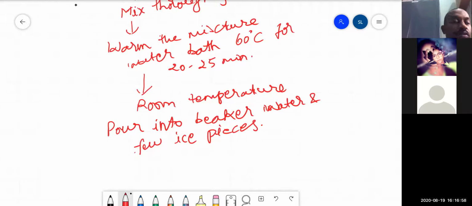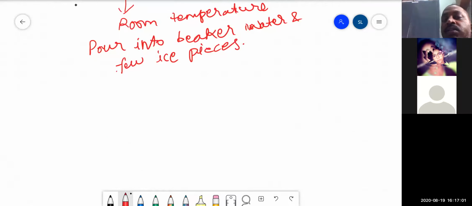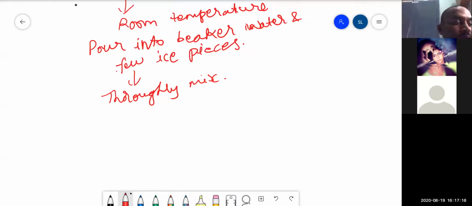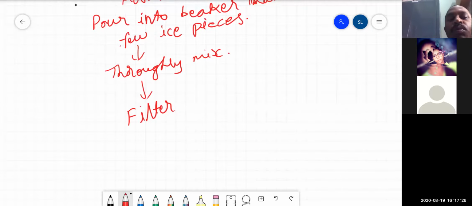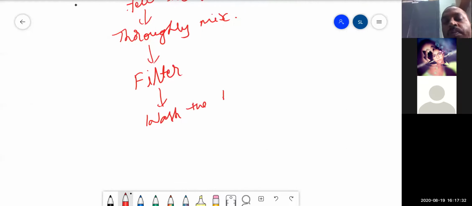Then after adding these contents to the beaker having water and ice pieces, mix them again thoroughly. Right. So after thorough mixing, then what you have to do is filter and then wash the product with cold water.